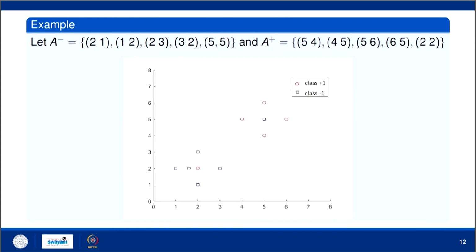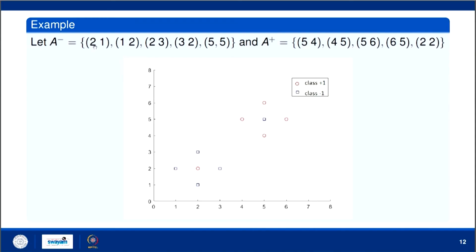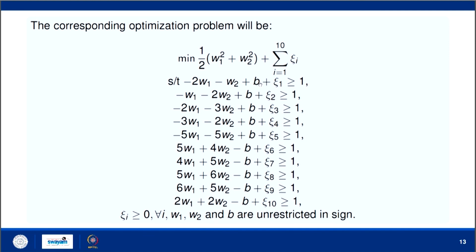Now, of course, some patterns are correctly classified, so for these patterns xi will automatically come out to be 0, and for the other correctly classified patterns too. Now, what are the constraints? Suppose we have the first pattern (2, 1). Then it will be minus of 2 W1 minus W2 plus B plus xi 1 greater than or equal to 1, from the constraint of the SP model. Similarly, we can construct all 10 constraints of this problem, where xi i are non-negative for all i, and W1, W2 and B are unrestricted in sign. This is the equivalent SP model, or soft margin classifier problem, of the given numerical example.